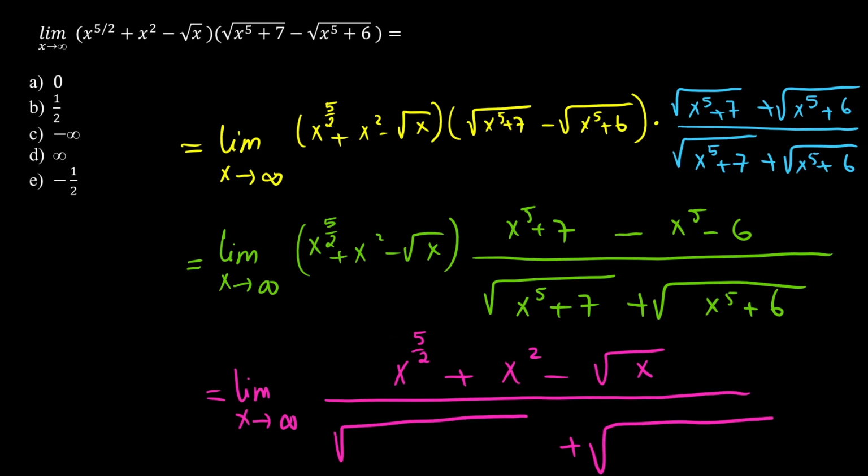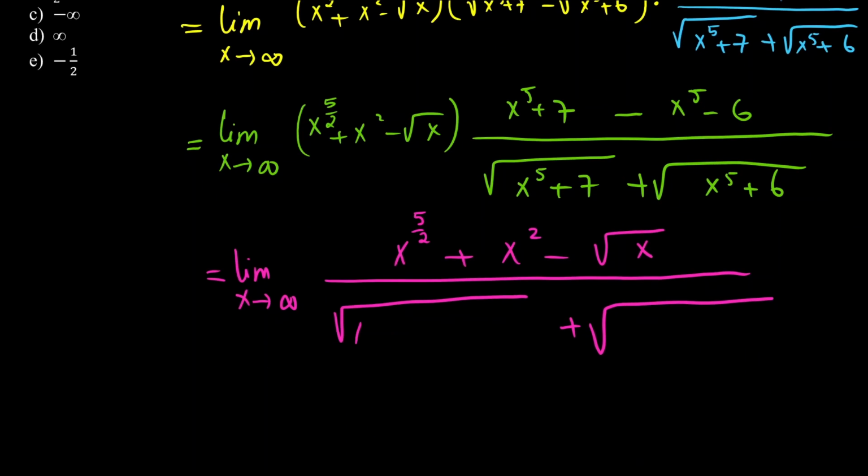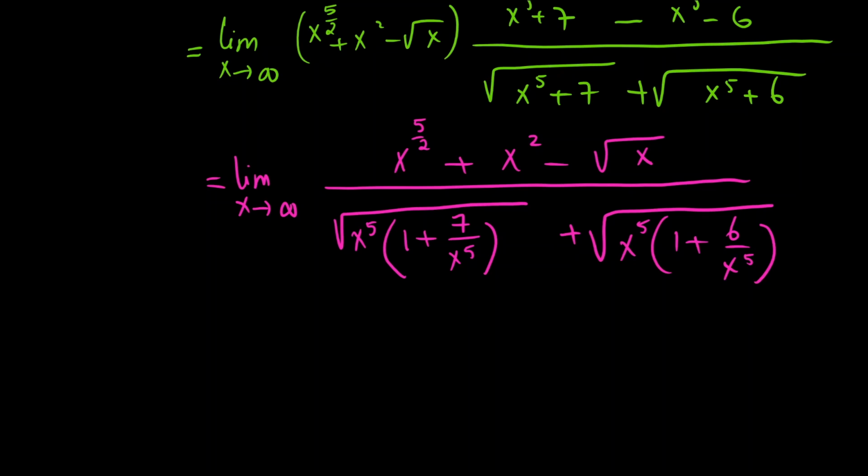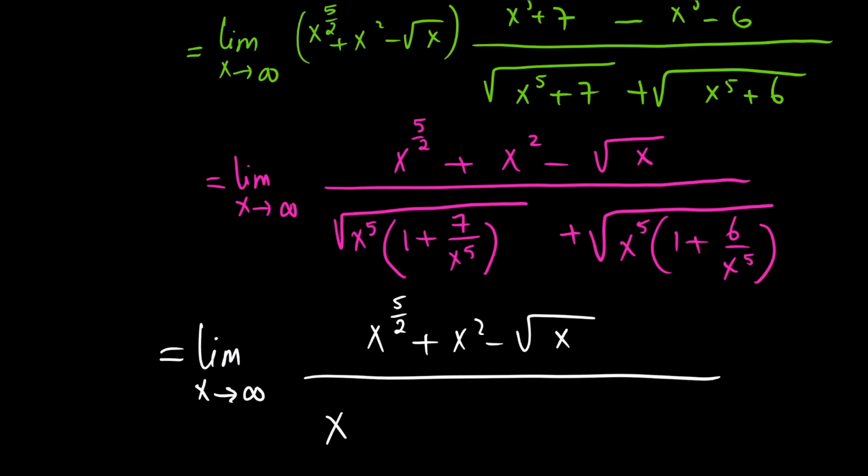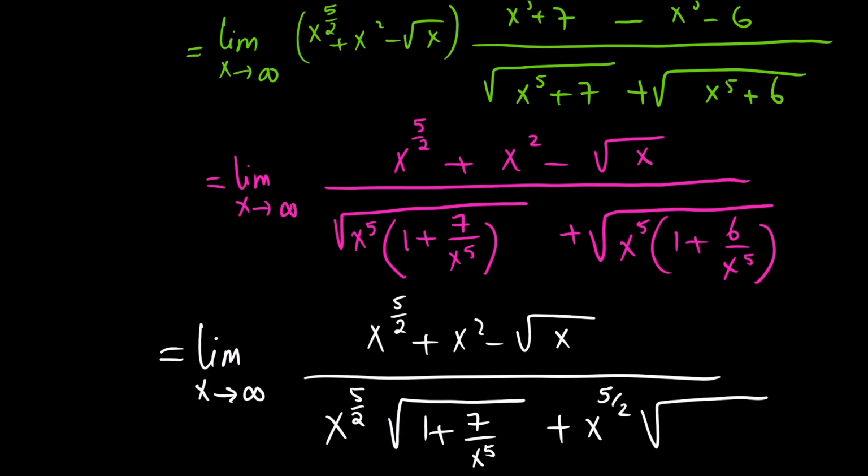Now the denominator, what I'm going to do to the denominator is that I will just pull x to the 5 as a common factor here. So what remains here is 1 plus 7 divided by x to the 5, and I'll do the same thing here, which is x to the 5 multiplied by 1 plus 6 divided by x to the 5. Now I'm going to pull the x to the 5 out, and since it is positive, I do not need absolute values. Okay, so x to the 5 comes out as x to the 5 over 2 because of the square root, and then here I have 1 plus 7 over x to the 5, okay, plus now I will do the same thing to the second expression. So this is x to the 5 over 2 multiplied by the square root of 1 plus 6 divided by x to the 5.